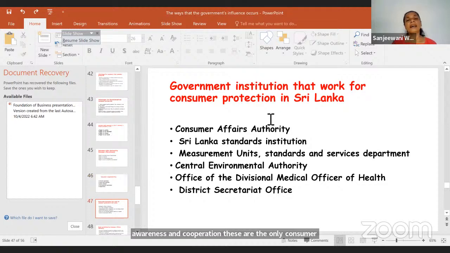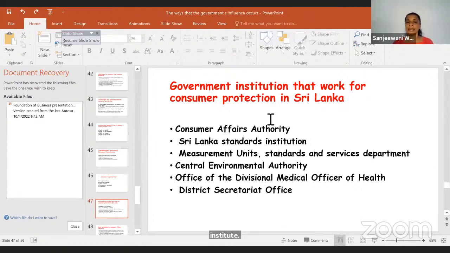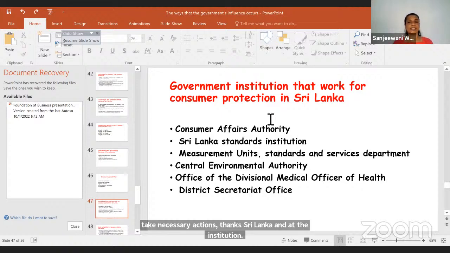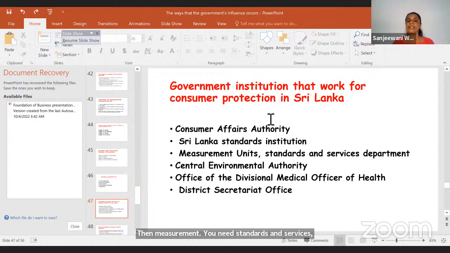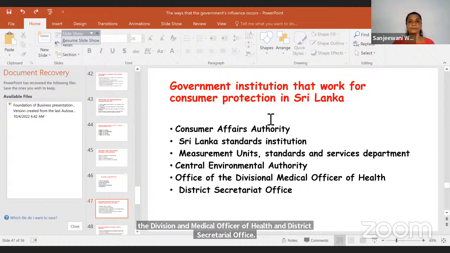Then there are certain government institutions that work for consumer protection, children. So the Consumer Affairs Authority, that's the main government institute. If you feel that you have been misled, you can forward your grievance, your complaint, to the Consumer Affairs Authority. So they will take necessary actions. Then Sri Lanka Standards Institution, Measurement Units, Standards and Services Department, Central Environmental Authority, Office of the Divisional Medical Officer of Health, and District Secretarial Office. So these are government institutions.